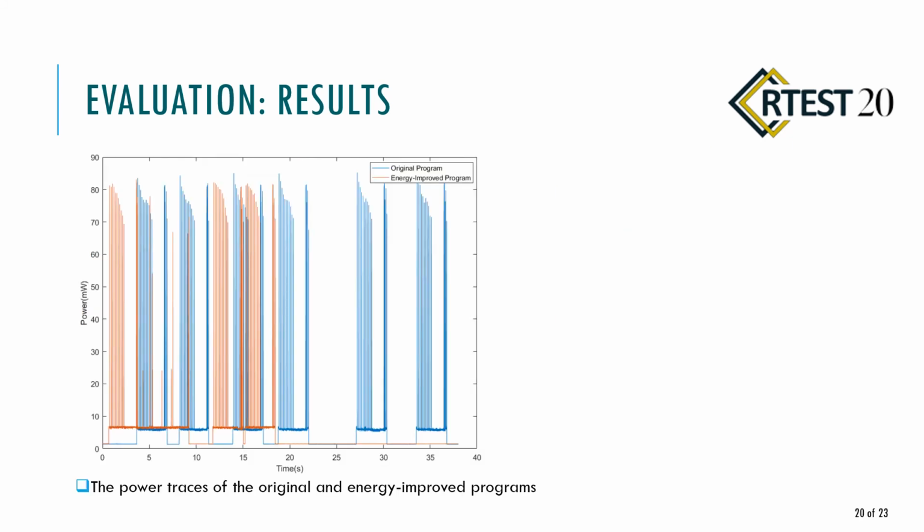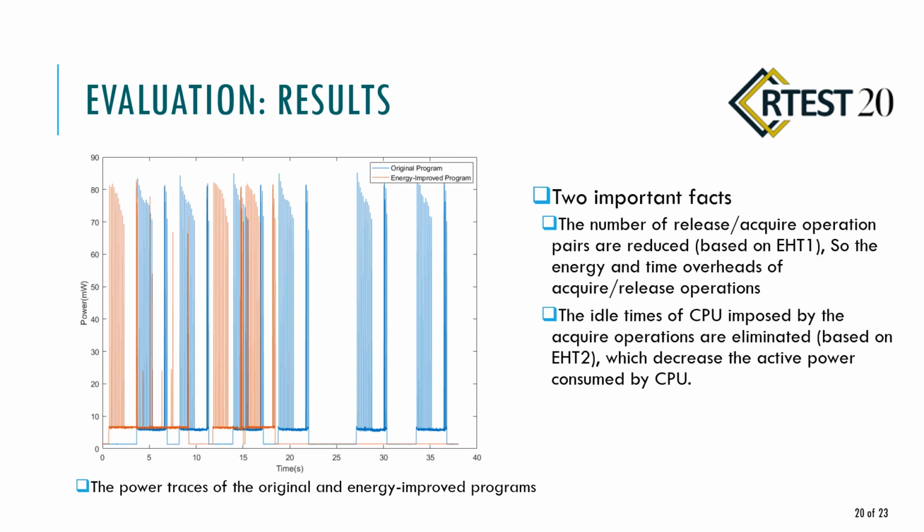Finally, we compared the power traces of the original and energy improved programs for experiments from the beginning to the end of the program execution. As shown in this figure, the system totally consumes lower power for the energy improved program, to which the HR algorithm is applied. Also, the total execution time of the original program is higher than the total execution time for the energy improved one. These improvements are because of two important facts.